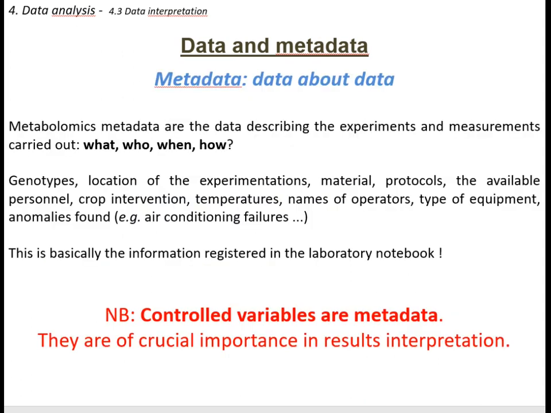So metabolomics metadata are what, who, when, how. Genotypes, location of the experimentations, material protocols, available personnel, crop intervention, temperatures in the phytotron or in the field, names of operators, climate, type of equipment, the different anomalies you found. Maybe there has been an air conditioning failure at an early stage of the growth of the crop, etc. So this is typically what you have in the laboratory notebook.